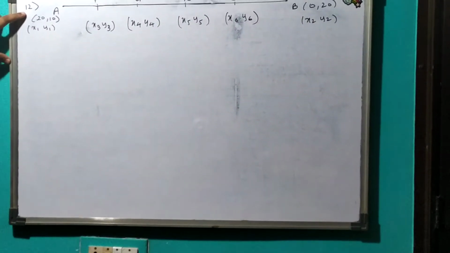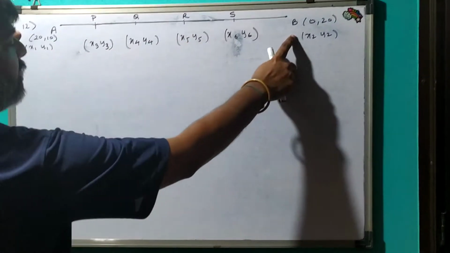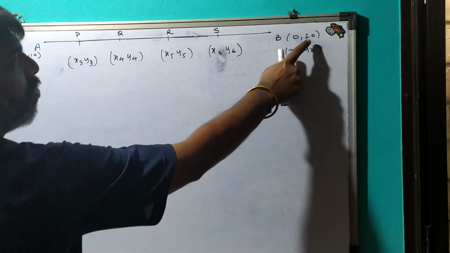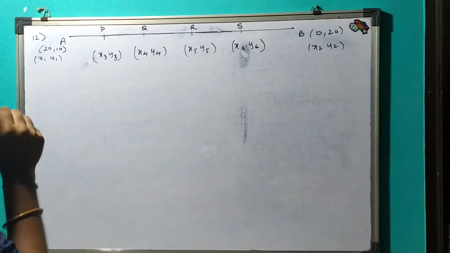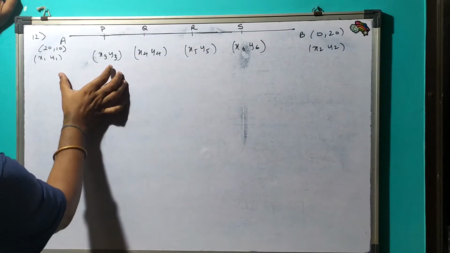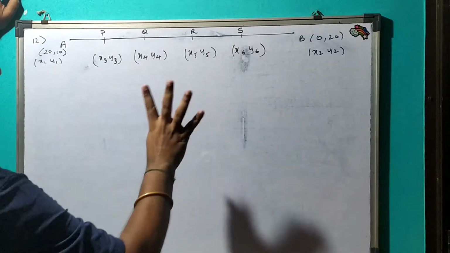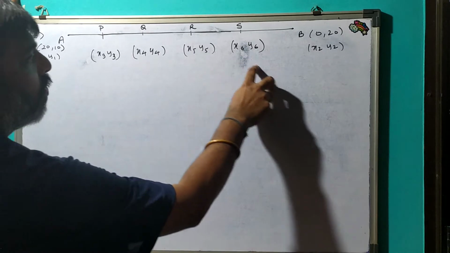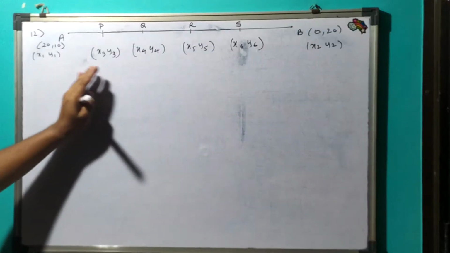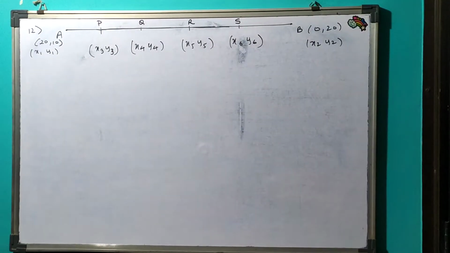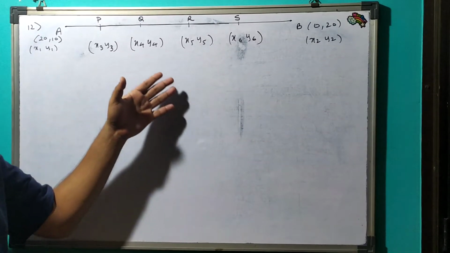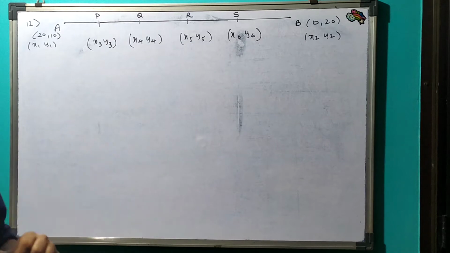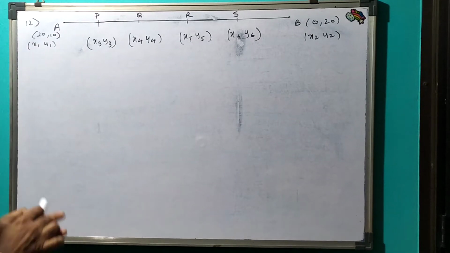In the sum, AB has been given. A is (20, 10), B is (0, 20). We have to distribute it into 5 equal parts. P, Q, R and S are the 4 points taken, that is 1, 2, 3, 4 and 5 equal parts, and I have named them with the various points. It was very easy in the even case, but in the odd case you have to take the ratios. You have to understand completely what I am telling.